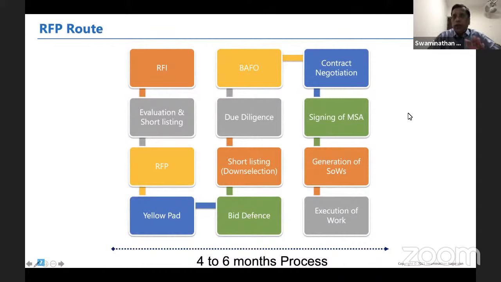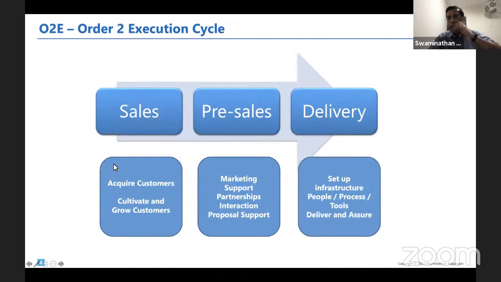So it's a long process. That is why acquiring a new customer becomes always difficult. This is the overall cycle, right? Now, if you look at the entire IT industry, a service provider, broadly, there are 3 functions. This is also important for you to understand.